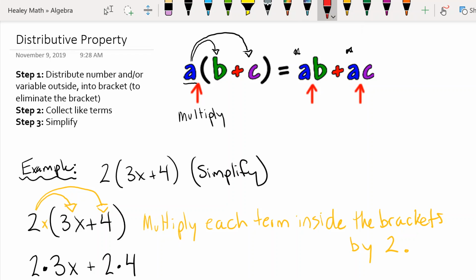And at this point, we try to further simplify. And we know that 2 times 3x becomes 6x plus 2 times 4, which is 8. We always look to see if we can combine like terms at the end. However, 6x and 8 are not like terms since one of the terms has a variable and one does not. Therefore, we have fully simplified our answer.